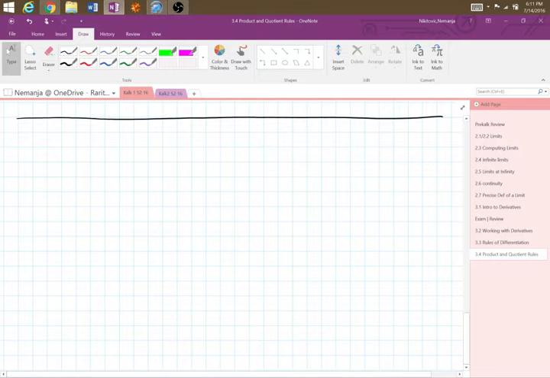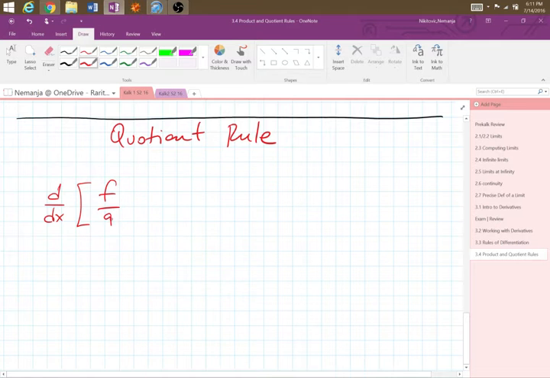Quotient rule. So now we are dealing with the derivative of f divided by g, where g is not 0. So it's going to be g squared in the denominator, and then g f prime minus f g prime.